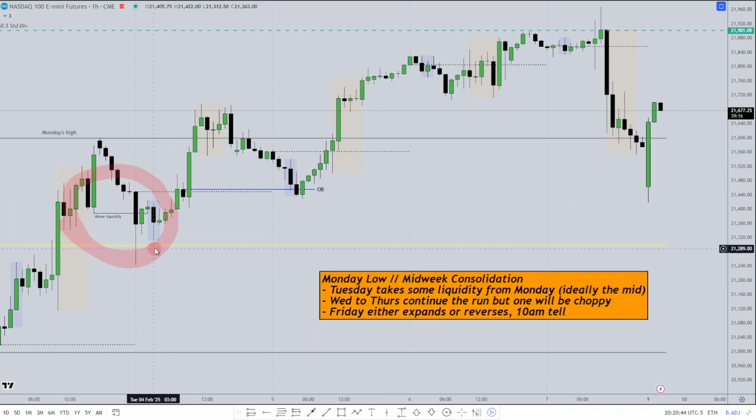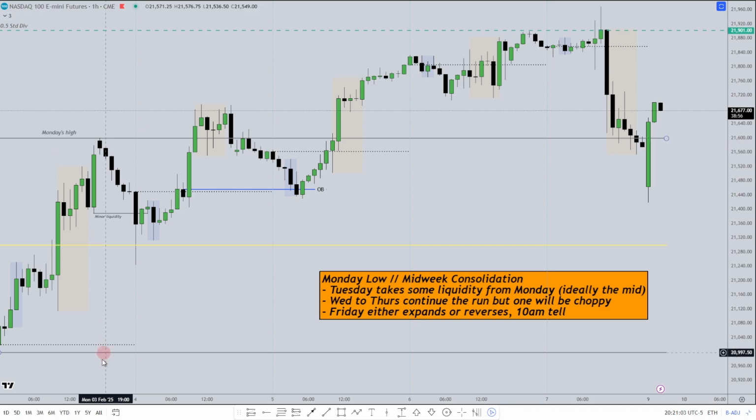A, we've taken some liquidity from Monday. B, we've created a bullish discount array. We've traded into it on Wednesday London, and now going into New York, we have the opportunity to say, well, I would like to confirm if this is an intraday profile that I can engage with.